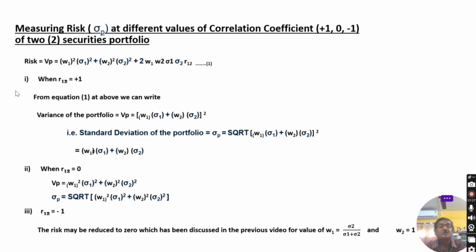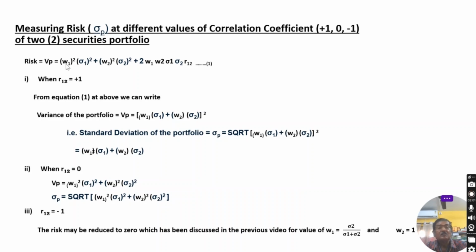Now first of all, this is the formula for computation of risk for two securities portfolio. This is the variance of the portfolio. I have already discussed the risk may be measured by the value of variance, and if you square root it, then you will get the standard deviation. This is the standard notation.